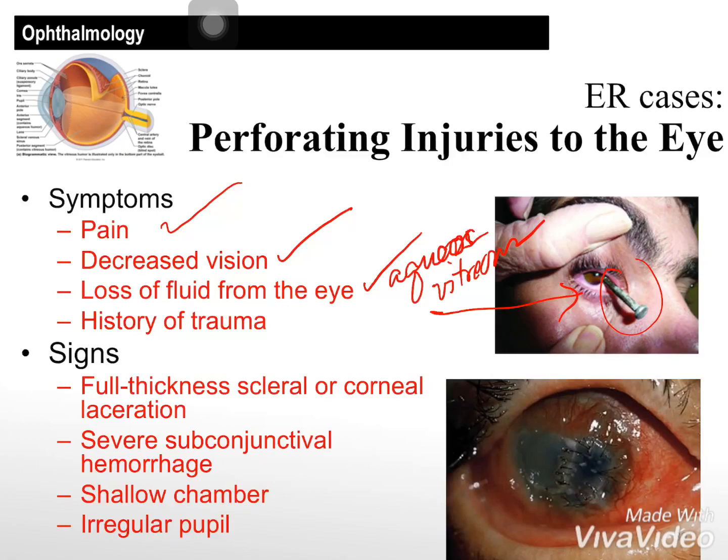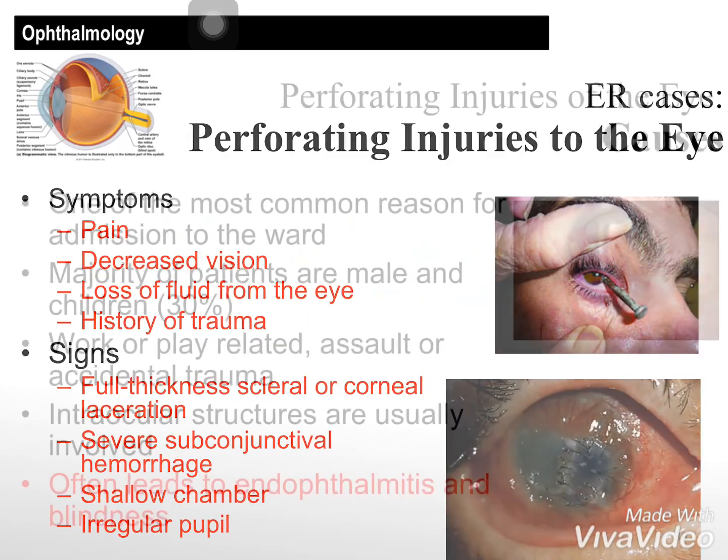What are the signs that there is a perforating injury? Well, you may be able to see a full thickness scleral or corneal laceration. A severe subconjunctival hemorrhage is also telling. A shallow chamber and an irregular pupil will also indicate that there is perforation of the eye.